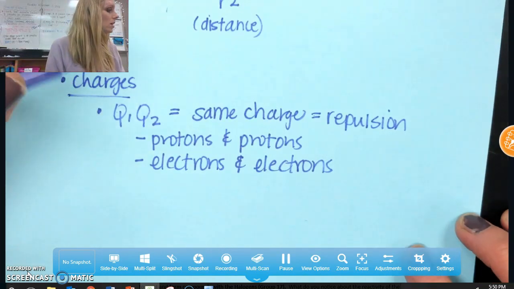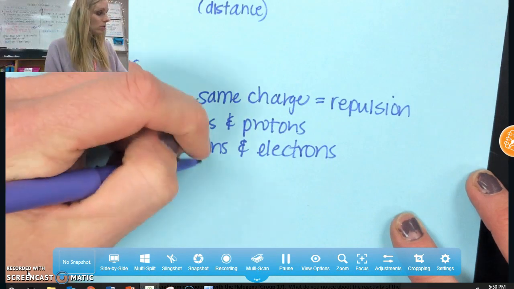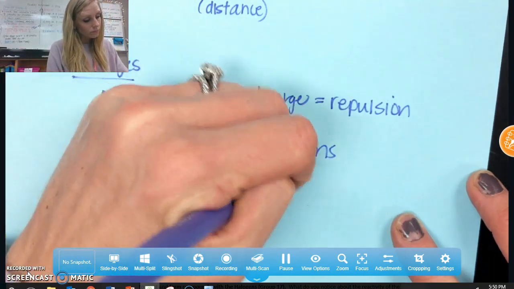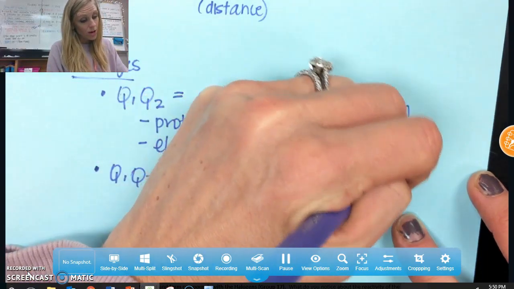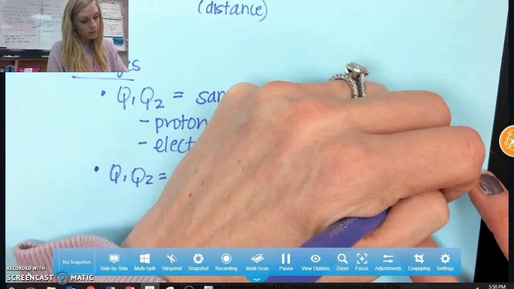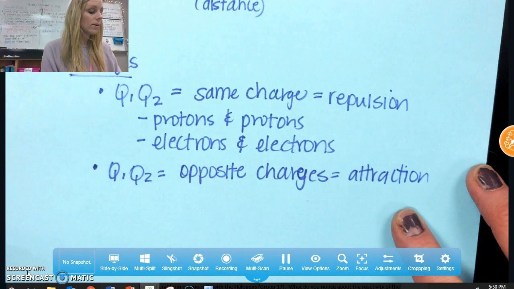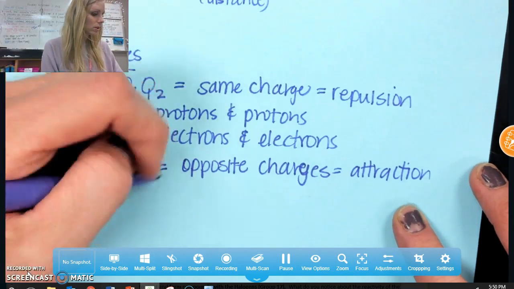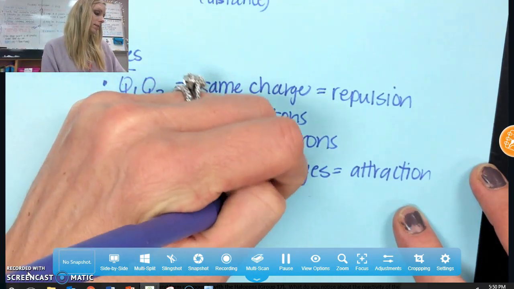It's a fun unit. Okay, now if your charges Q1 and Q2 are opposite charges, you get attraction, just like a magnet, right? North and south are attracted to each other. In an atom, a positive and a negative, proton and electron, are attracted to each other. So obviously this means we're talking about a proton and an electron.